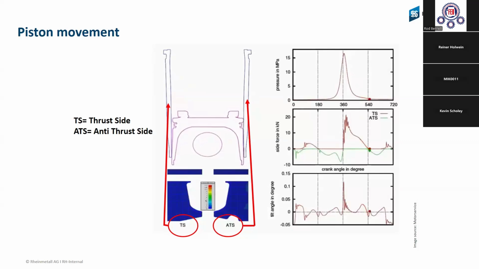Also, we have stress on the cylinder bore, yeah? And also we have very high contact of the piston ring on the left side. And then we move to the right side, the anti-thrust side. This also moves the piston rings inside the ring groove of the piston and back outside, because we have a little bit of clearance in the bore from the piston.